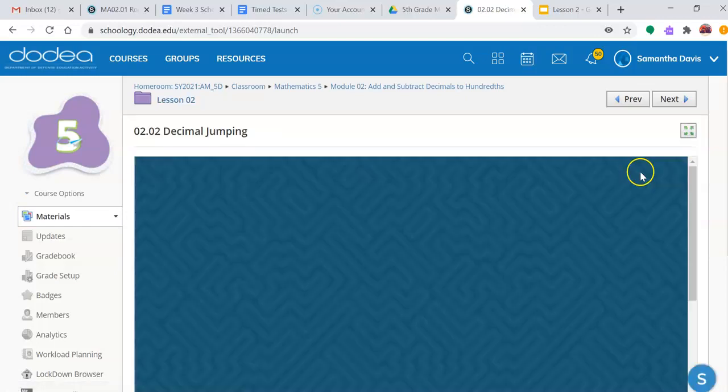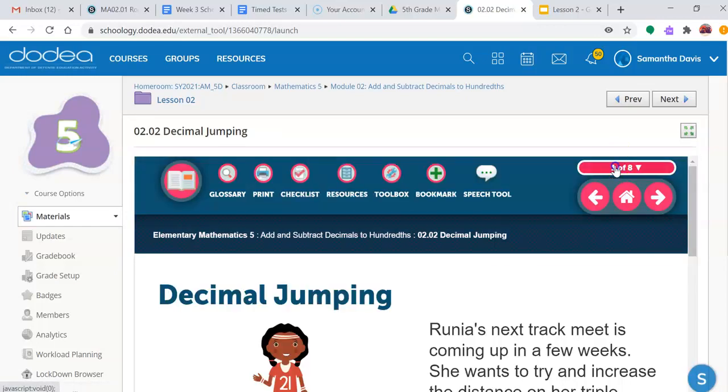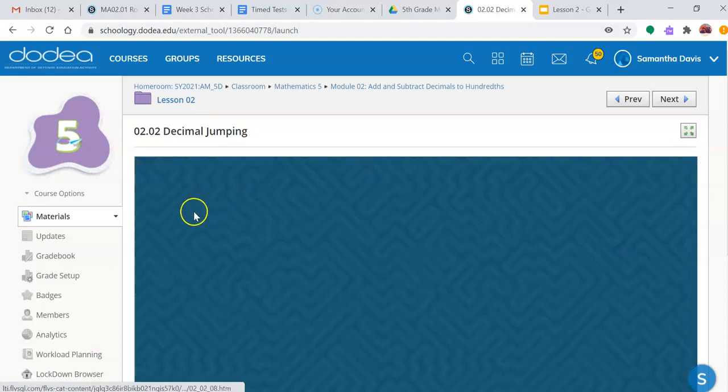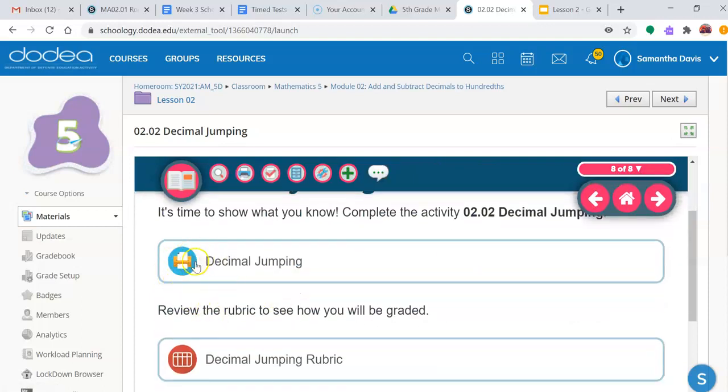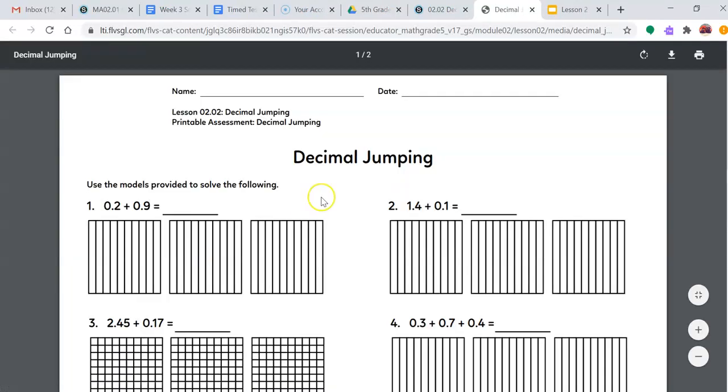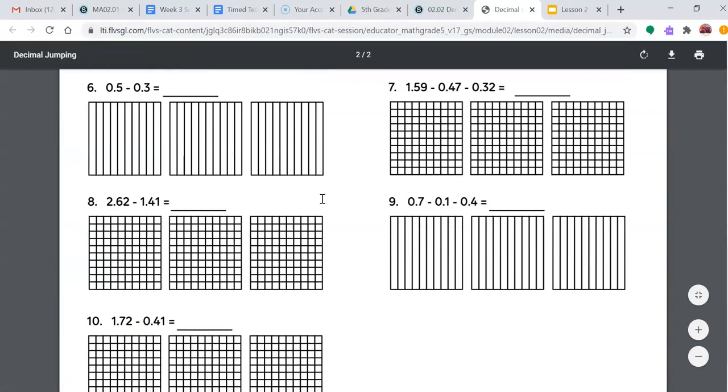And as always, to find out what your assignment is, you will see the words, "What is my assignment?" on the last page of the lesson. So I'm on slide 8 of 8, and I see the printer sign with the words decimal jumping. So this is my assignment. It will look like this. This is what you will submit to me.